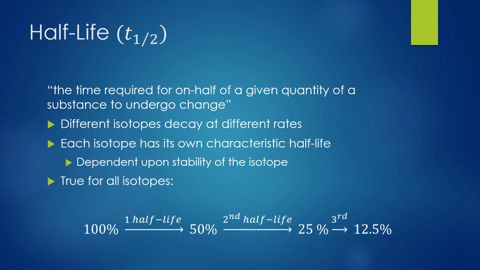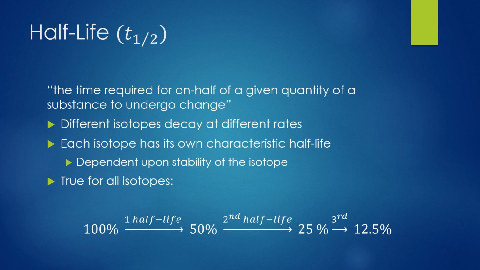So the last concept we're going to look at is half-life, represented by this T1/2. And what a half-life is, it's the time required for 1/2 of any given amount of material to undergo change. Most often that change is decay. So different isotopes decay at different rates. So depending on the isotope, it might take 5 years for a half-life. Others might be 5 seconds. Okay? Each isotope has its own characteristic half-life, and that's dependent upon the stability. The more stable the isotope, the longer its half-life is going to be.